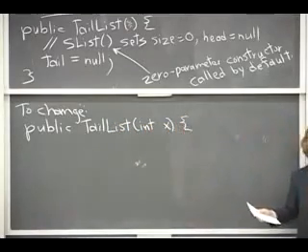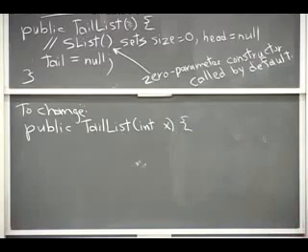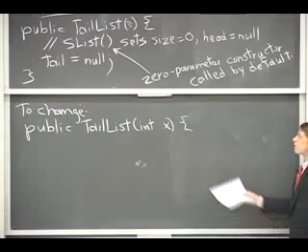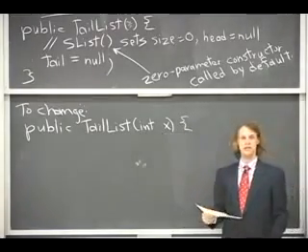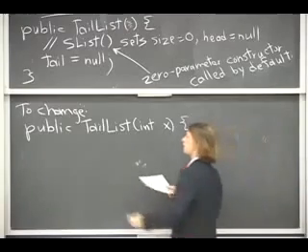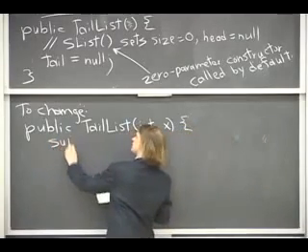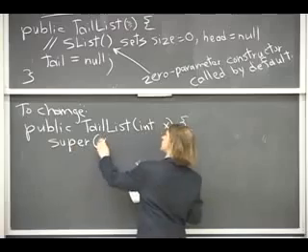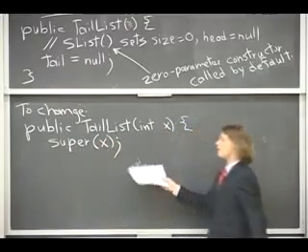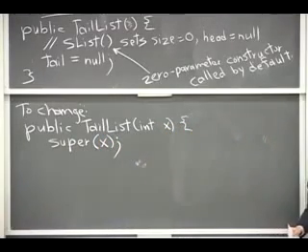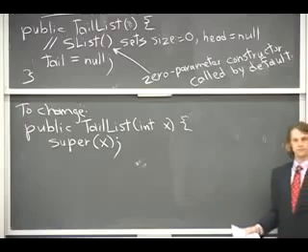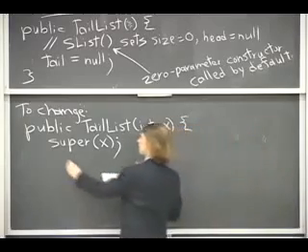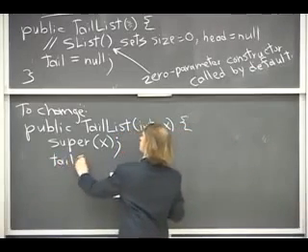let's suppose there's a tailless constructor that takes an int for whatever reason, and you want to pass that int on to the slist constructor. Then the way you do that is you write as the very first line of your constructor super, and then the parameters that you want to pass to the superclass constructor. And then you go ahead and do your other stuff as usual.